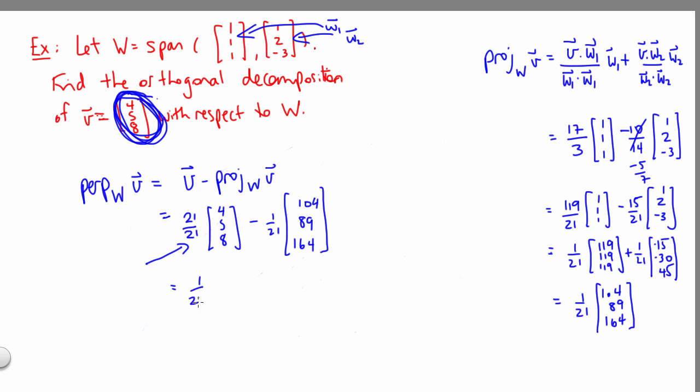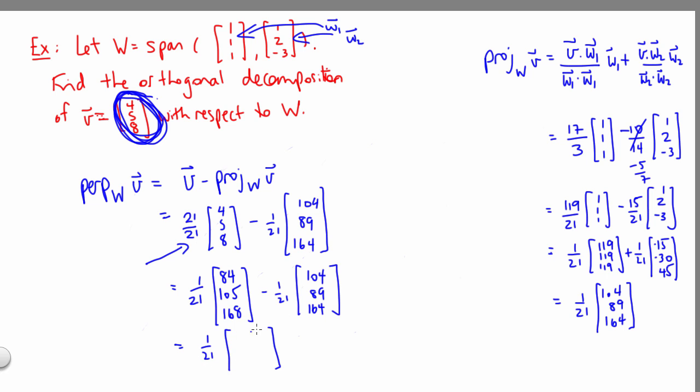So just like before, I'm going to leave the 1 over 21 out in front, just bring the 21 right into the vector. That's going to give us 84, 105, 168. And now keeping everything over 21, we can do our subtraction. So we're going to have minus 20, we'll have 16, and then 4.